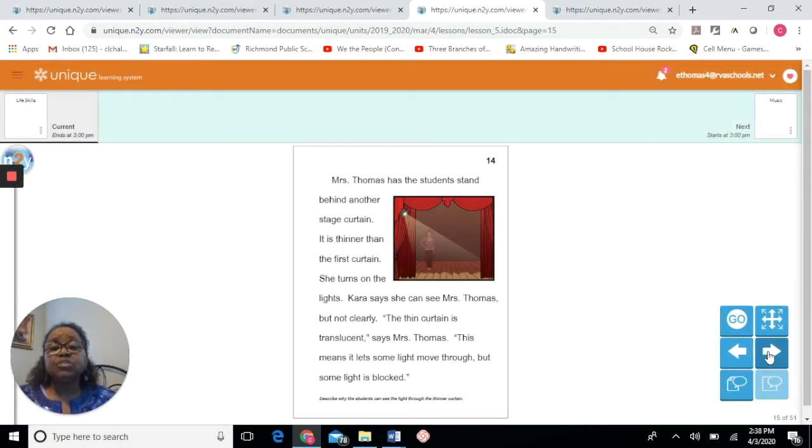Mrs. Thomas has the students stand behind another stage curtain. It is thinner than the first curtain. She turns on the light. Kara says she can see Mrs. Thomas, but not clearly. "The thin curtain is translucent," says Mrs. Thomas. "This means it lets some light through, but some light is blocked."